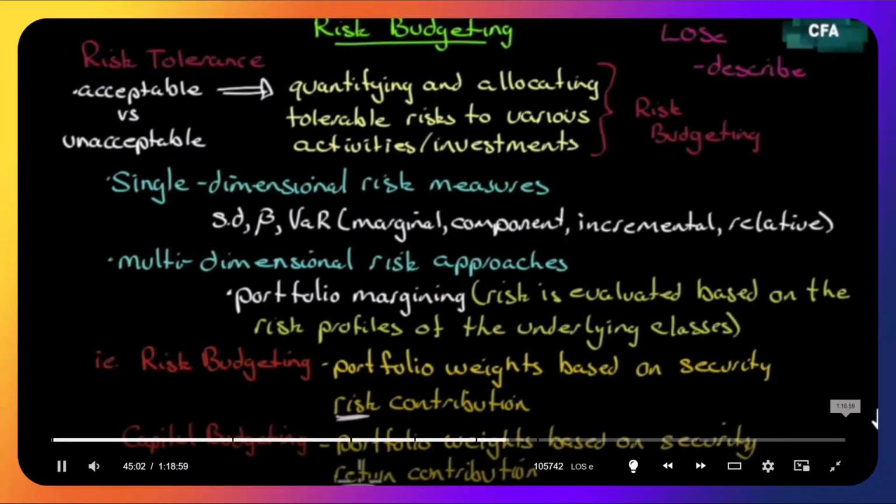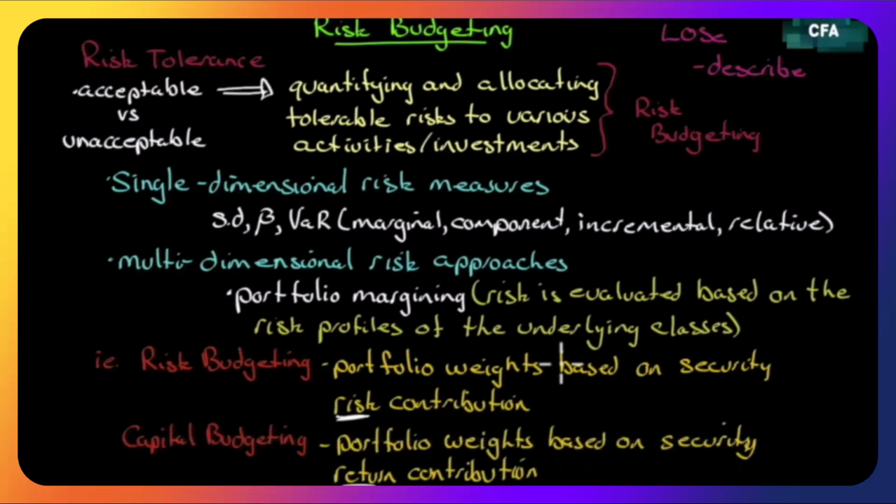is the return contribution. Risk budgeting, we're looking at risk contribution. How is this done? We don't have to worry about how that's done in this learning objective. You want to know how that's done? That's the FRM. So let's get back up to the top here. We left off with finally defining risk budgeting here. We have types of risk measures, single dimensional risk measures.